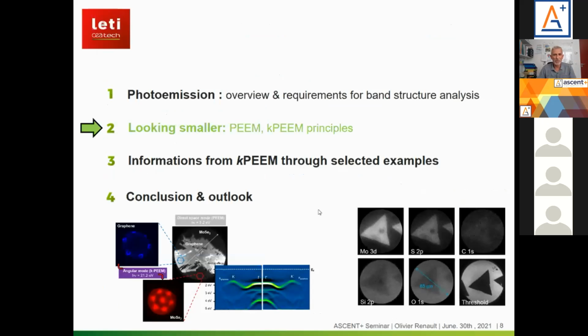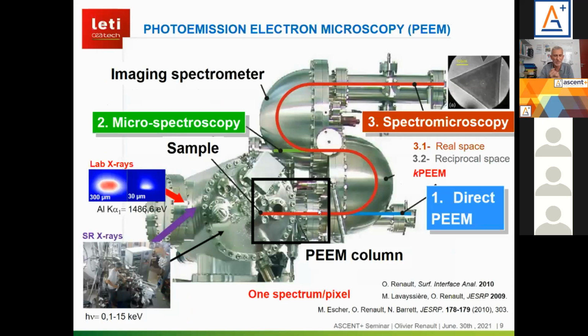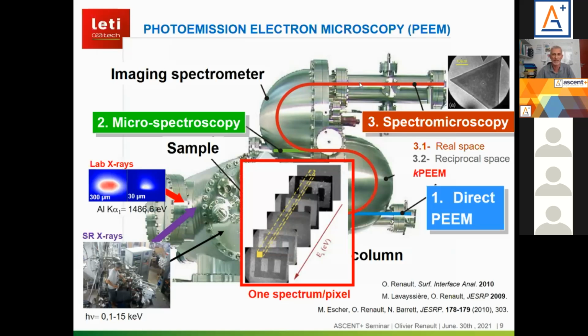So, what are the principles of PEEM and KPEEM? This is a picture of the instrument we are using. Basically, PEEM is only a microscope being added before the spectrometer, the device that will analyze in energy and in momentum the electron distribution emitted by the sample. In this particular example, the spectrometer has the form of two hemispheres in series. What we essentially do is record an image at each energy. So this is spectroscopic imaging, meaning that the data you have at the end is a 3D data set in which you find one spectrum at each image pixel.